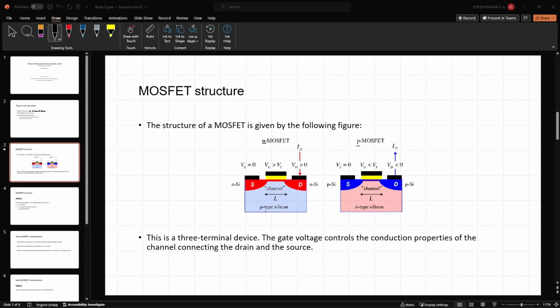When we have a p-type silicon substrate on which this MOS device is grown, then upon inversion, the channel will acquire N-like, N-doped characteristics. So that becomes an N MOSFET. Vice versa, if we have an N-type substrate, then upon inversion, it will behave like a P-type semiconductor. That is referred to as a P MOSFET. So this is something we'll have to remember.